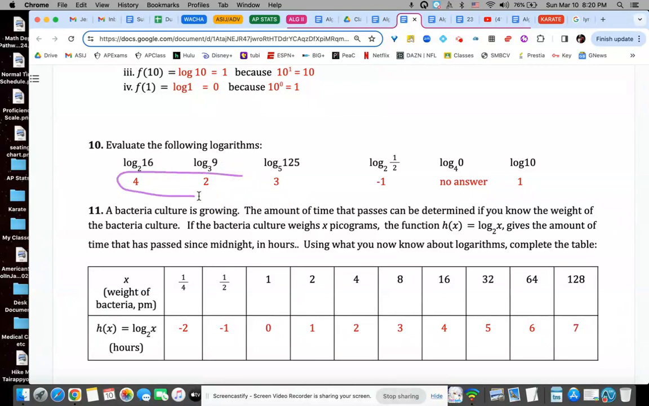Remember, these are the exponents. The answer is the exponent. 5 to what power equals 125? Well, 3. 2 to what power equals a half? Negative 1. 4 to what power equals 0? Oh, that's impossible. There's no number that I can raise 4 to and have it equal 0. It's not going to happen, right? And then we have an easy one. 10 to the first power is 10.